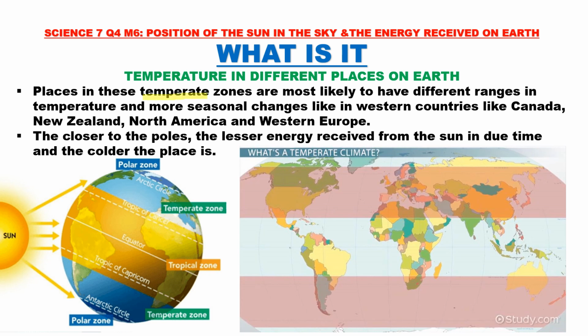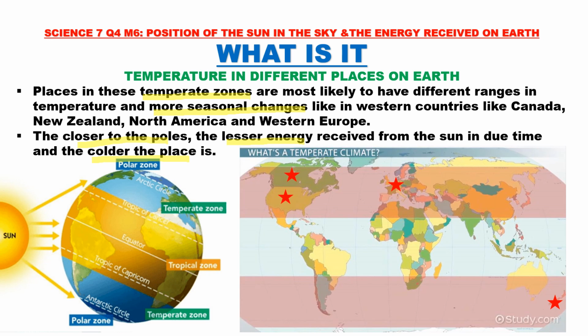Places in these temperate zones are most likely to have different ranges in temperature and more seasonal changes, like in Western countries like Canada, New Zealand, North America, and Western Europe. The closer to the poles, the lesser energy received from the sun in due time and the colder the place is. The temperate climates of Earth occur in the middle latitudes, which span between the tropics and the polar regions of Earth. So where is a temperate climate located?